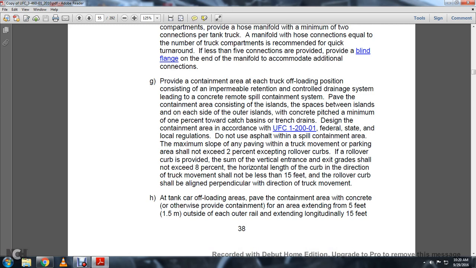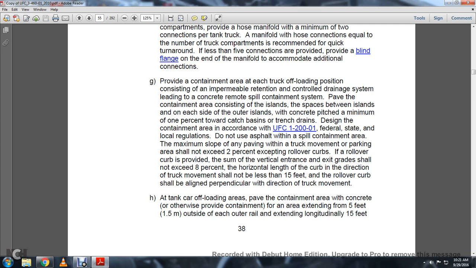Pave the containment area, consisting of the islands and the spaces between the islands and on each side of the outer islands, with concrete pitched a minimum of 1% toward the catch basin or trench. Design the containment in accordance with UFC 4-04, federal, state, and local regulations. Do not use asphalt within a spill containment area.